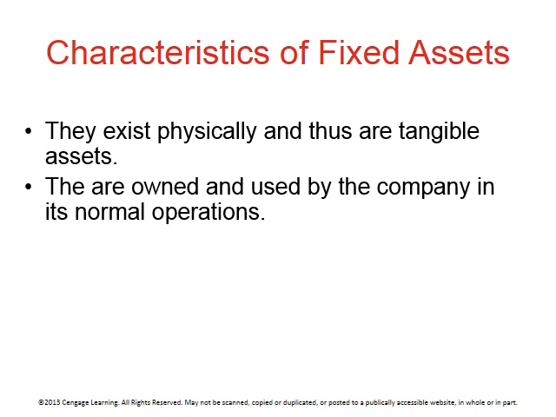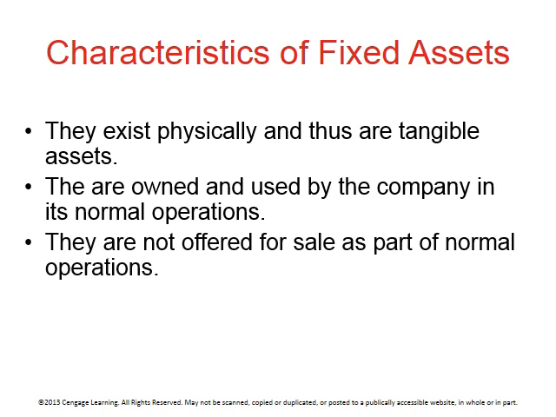So if you're a manufacturing company, a stamping machine, a factory, land, that's all used in your normal operations to make something. And it's not offered for sale as part of the normal operation. So you can sell your fixed asset, but your principal way of business isn't selling fixed assets. So trucks, under our manufacturing example, is a fixed asset. But if you're a truck dealership, those wouldn't necessarily be fixed assets. The trucks would be inventory because you're selling them.